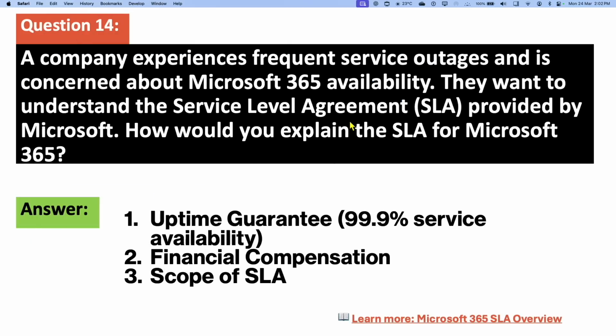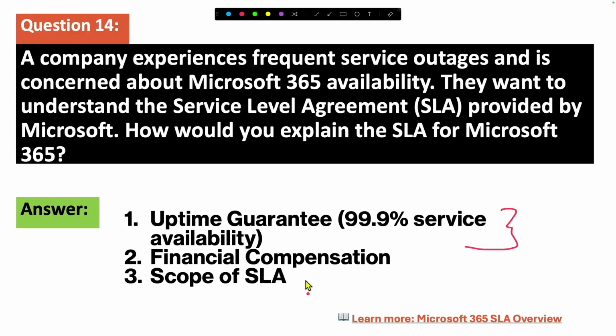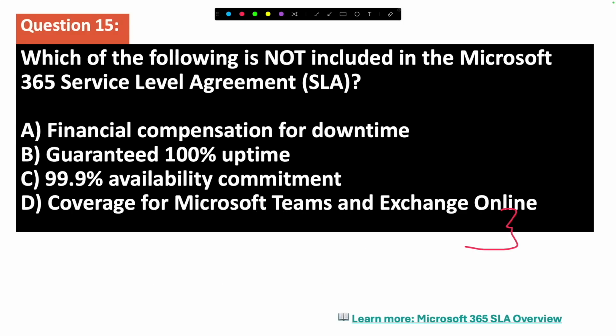So that's how you answer this question about availability. You need to make sure that you understand 99.9% availability and financially backed compensation. These 2 points are very important. You should understand these 2 points about M365. Let's look at question number 15.